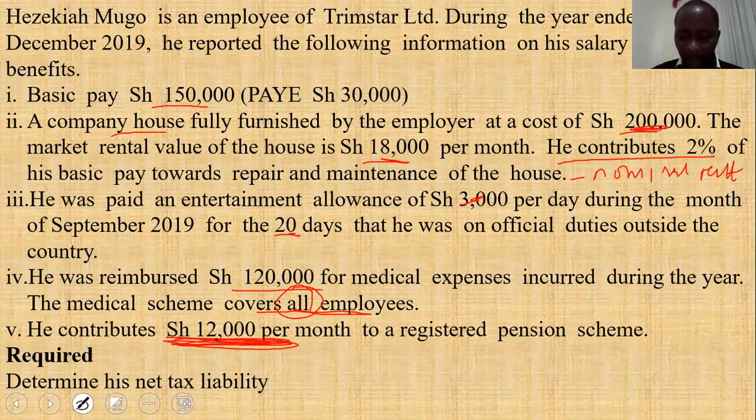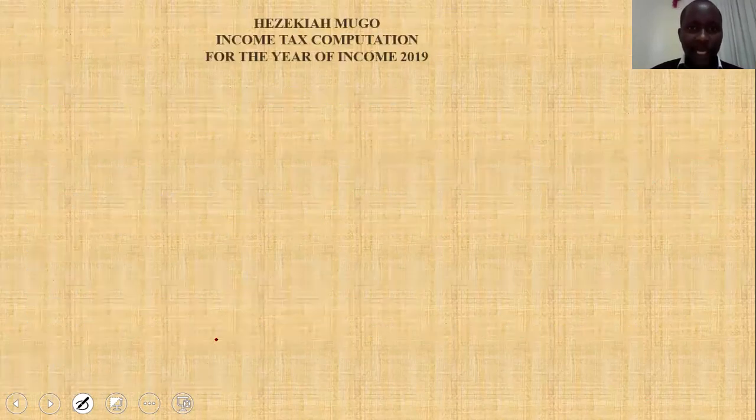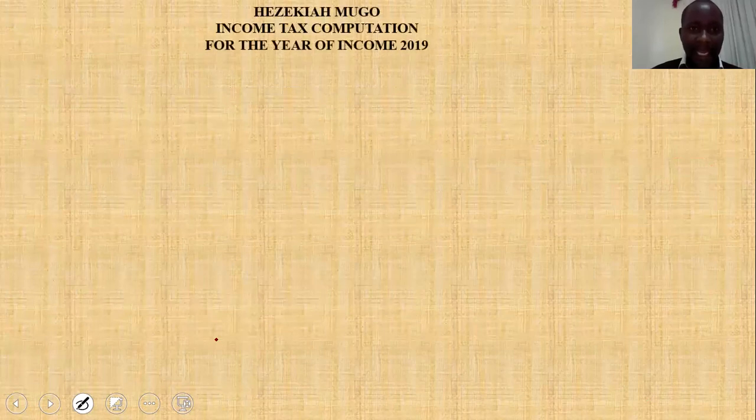So I'm going to the solution. Now, here is the solution. As usual, we write the name of the taxpayer, income tax computation for the year of income 2019. We have a column for the income. Now, the first thing is the basic salary. Look at that.